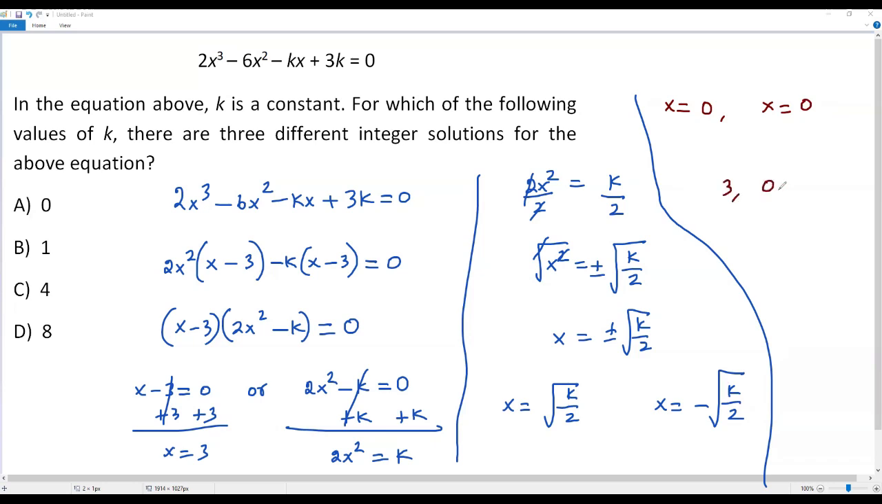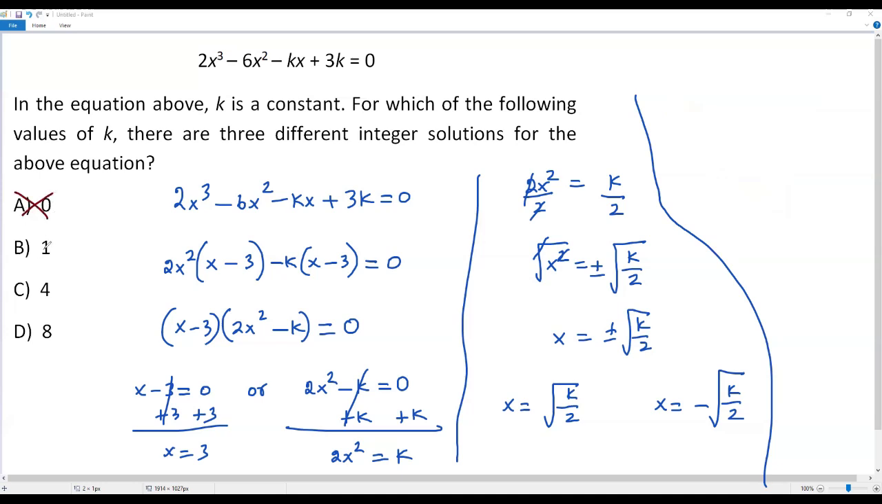One is 3 and the other one is 0. Both of them are integer solutions, but we get only two integer solutions. According to the question, we must be getting three different integer solutions. When I take k equal to 0 in answer choice A, I am getting only two different integer solutions. So we can reject answer choice A.